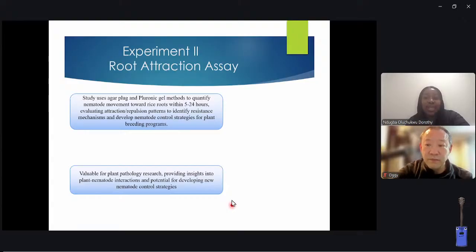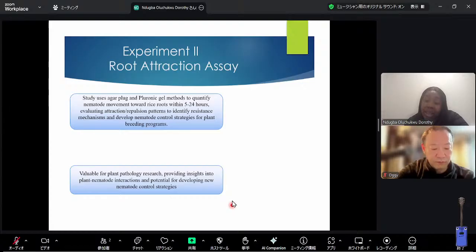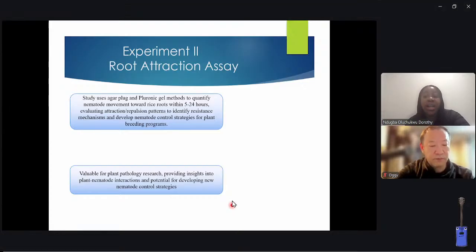So that being said, for us to go forward to do this root attraction assay, we use what we call agar plug medium. As we progress, I'm going to show you what the agar medium and pluronic gel means. I have a picture of it when we go further in the slide. And this medium is used to quantify the nematode movement towards the root within the first 5 hours and secondly 24 hours after.